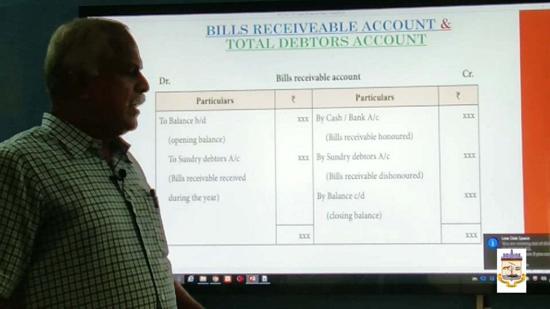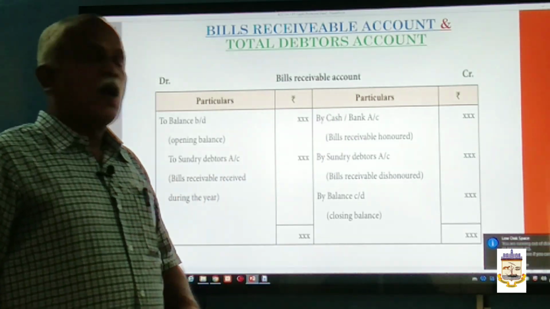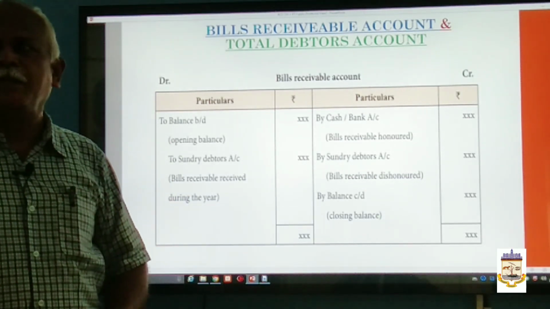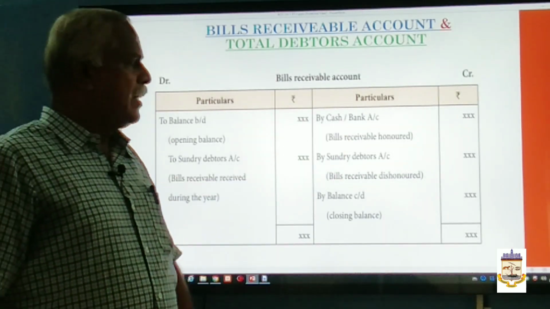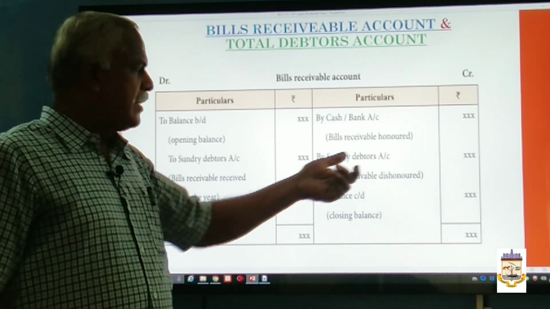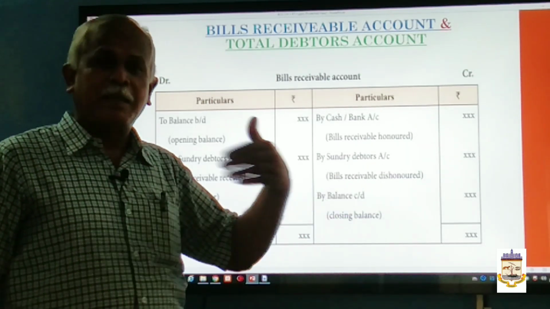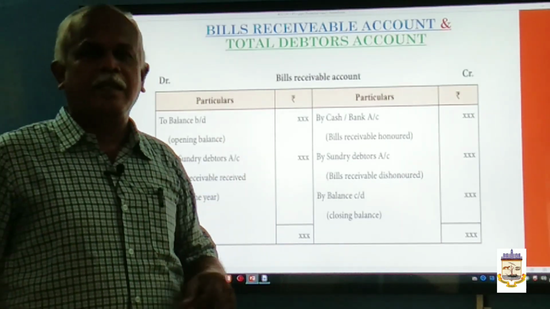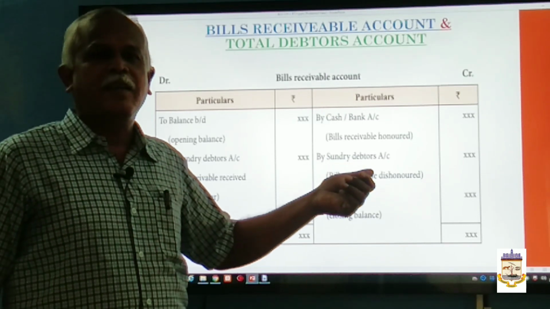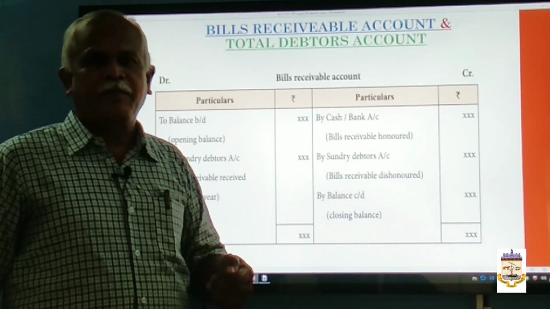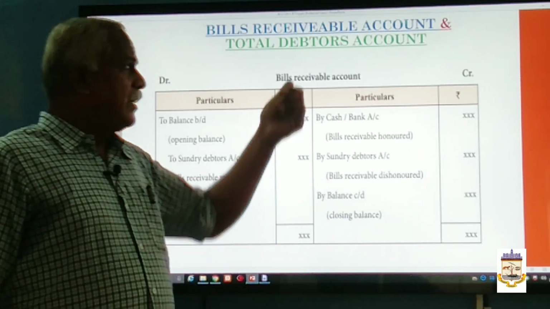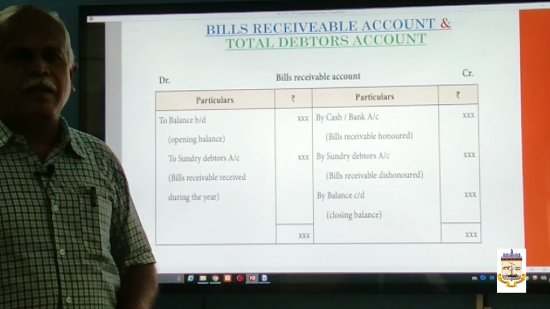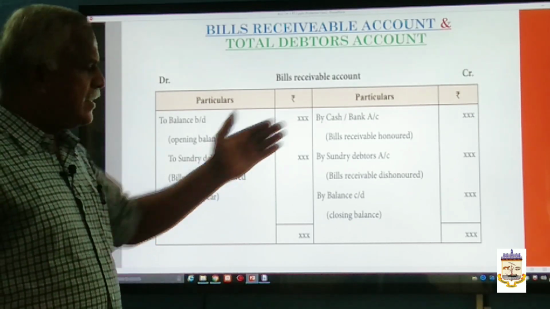Cash or bank account, that is bill receivable honored, that is paid. During the due date, if a customer pays the money, then it is bill receivable honored. And then sundry debtors, bill receivable dishonored. Sometimes on a due date, if a customer who has accepted a bill fails to pay the money, then it is called dishonored. If it is dishonored, it reduces the bill receivable account, hence we record it on the credit side of the bill receivable book. And this is the closing balance.